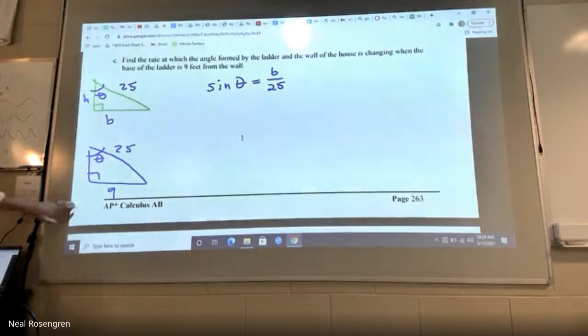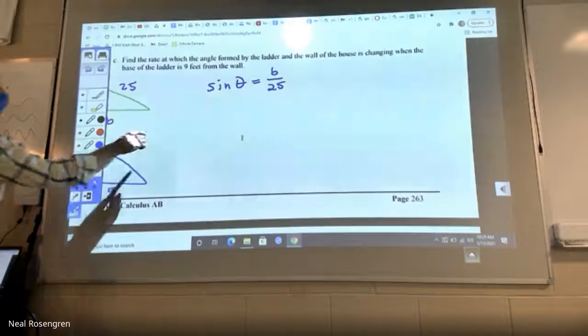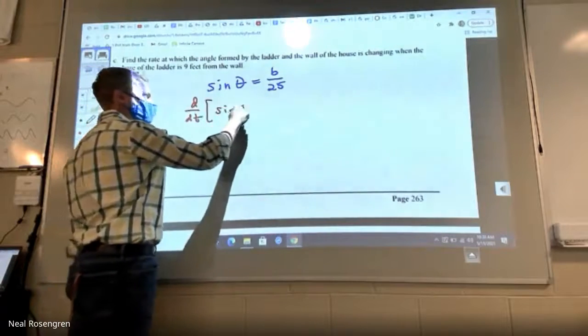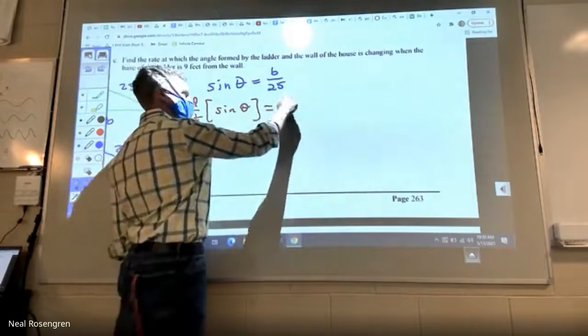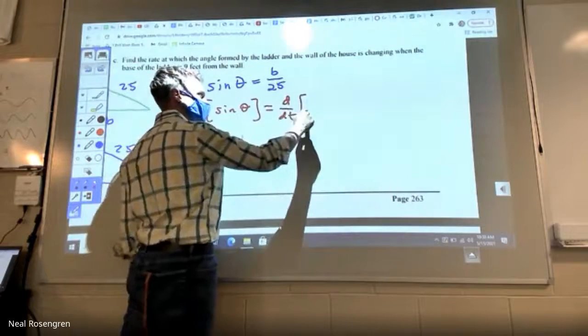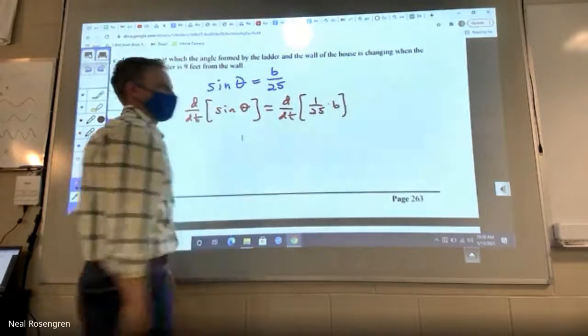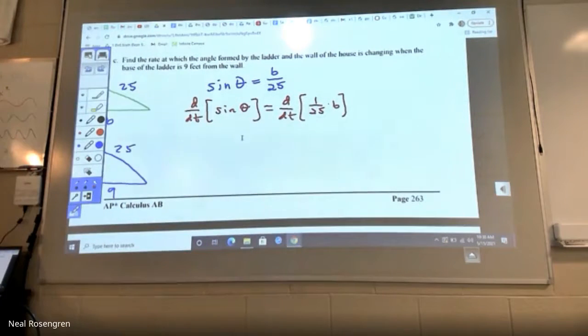This will probably be the last time I do this where I write d/dt on both sides. Okay, you don't have to do this. I just kind of like to keep myself going a little slower, especially early on. And I'm going to pull out the constant, call it 1/25 times B, so that when I differentiate, I can just pull out the 1/25 and then just differentiate.